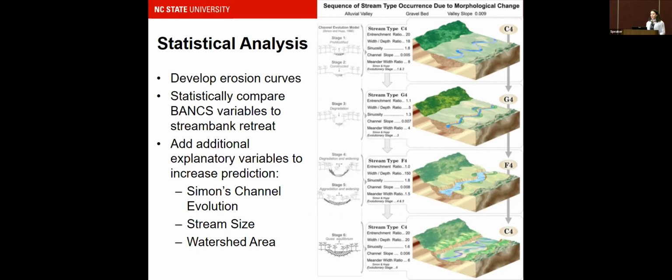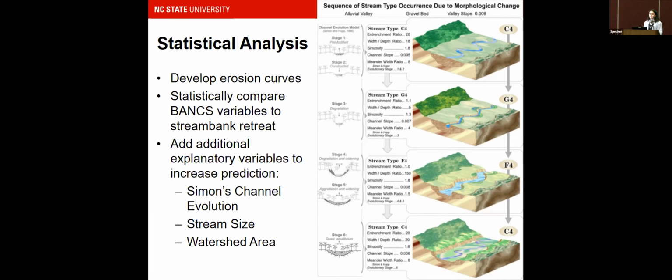So taking all of my BEHI/NBS data, along with all of the measured bank retreat rates, I'll work on developing erosion curves for the Valley and Ridge and Blue Ridge regions of Virginia. I'm going to look at statistically comparing all of the various bank variables to bank retreat. And then I'm also going to look at adding additional explanatory variables to increase the prediction.